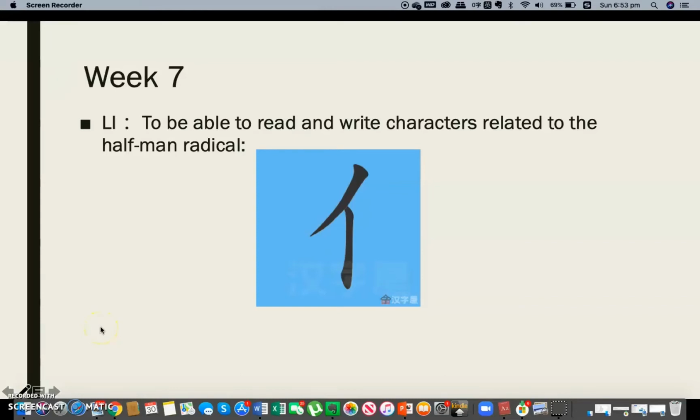Hi, Year Sevens, 我是王老师. This is Miss Wang, and this week we'll be learning characters related to the 人字旁 radical. I'd like you to pause here and quickly copy down the learning intention as well as the radical.